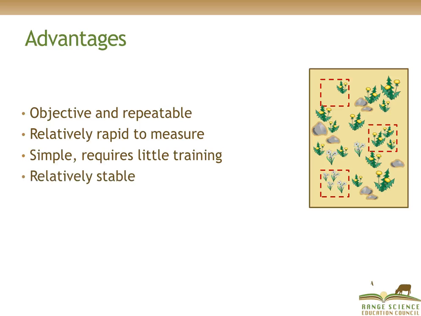Frequency is relatively stable to environmental fluctuations. And so this means fluctuations that may occur between seasons or between years. It's also stable to the removal of biomass by grazing animals. There's no need to distinguish individuals, so that helps to save time and is one of the reasons that it's a relatively rapid measure to take.